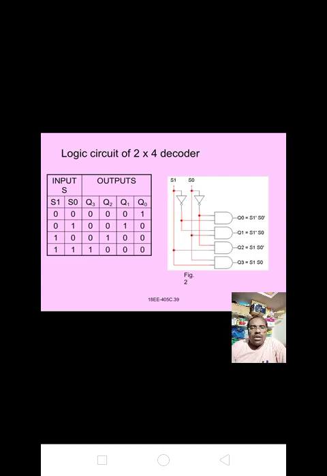Here for the logic circuit of 2 into 4 decoder, we have taken 2 input variables and 2 inverters, that is, we have 4 AND gates and 2 inverters. Please make a note in your notebook: the logic circuit of 2 into 4 decoder and the truth table for the 2 into 4 decoder.